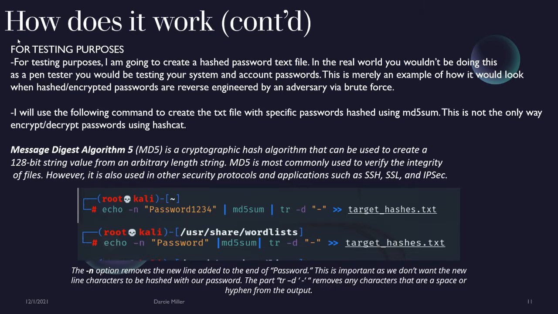MD5sum stands for Message Digest Algorithm 5. It is a cryptographic hash algorithm that can be used to create a 128-bit string value from an arbitrary length string. MD5 is commonly used to verify the integrity of files. However, it is also used in other security protocols and applications, such as SSH, SSL, and IPsec. And you can see the commands that are used to create the target_hashes.txt file.